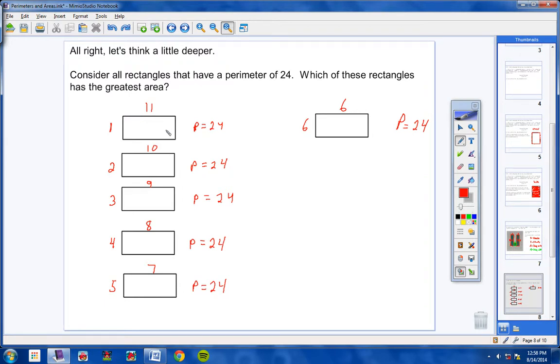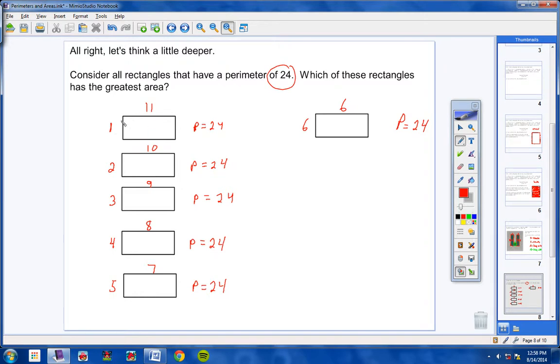Okay, so what I've done here is I have included all of the possible rectangles that are integer measurements that have a perimeter of 24. All of these rectangles have a perimeter of 24. So it says consider all rectangles that have a perimeter of 24. Which of these rectangles has the greatest area?